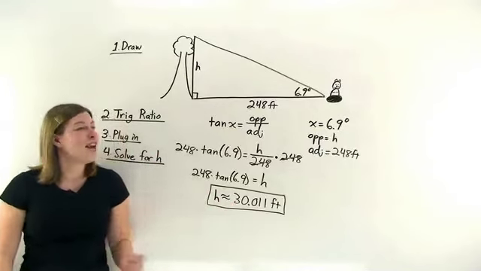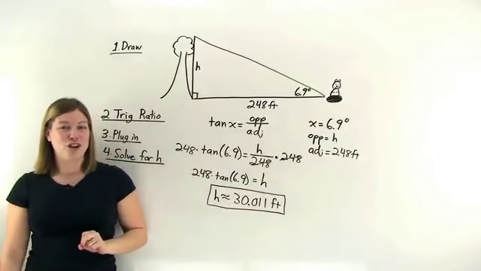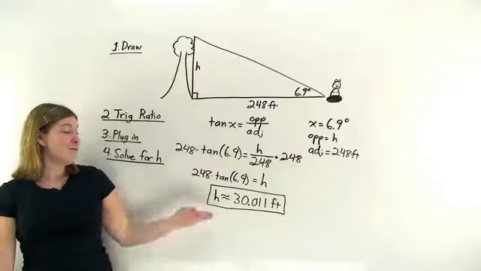So now, we have taken our given information and used a little bit of trig to help us find the height of this tree. We found the height of this tree to be about 30 feet.